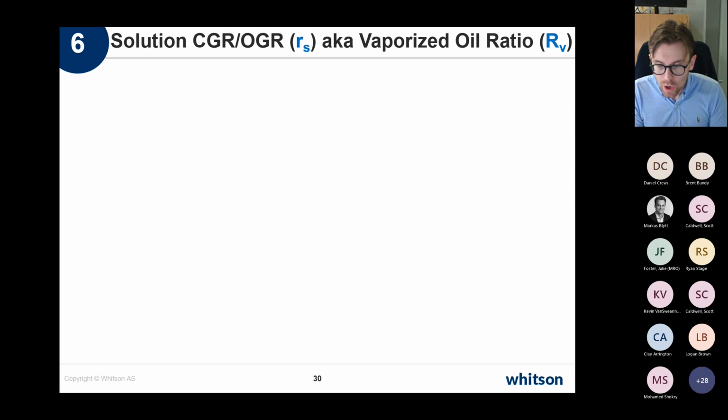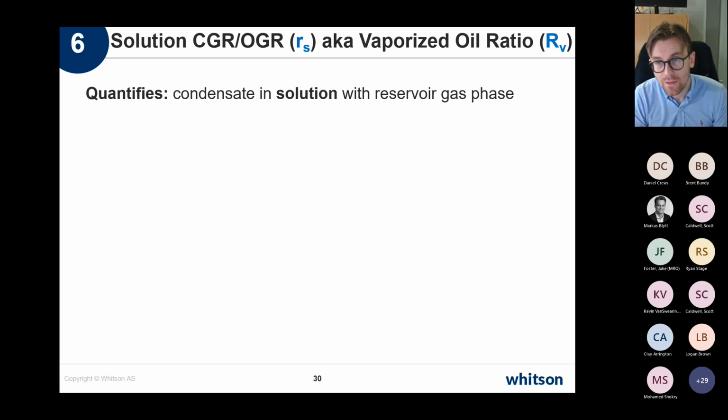The last vocabulary word, which hopefully will make your life easier, is the vaporized oil ratio, also called solution CGR or OGR. It has a lot of names, but it's the same thing. What that does is quantify the condensate in solution with the reservoir gas phase. Let me repeat that one more time: the condensate in solution with the reservoir gas phase.